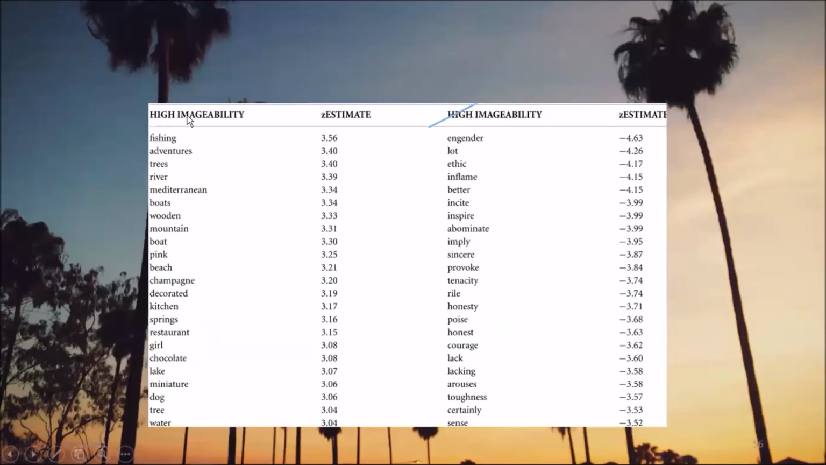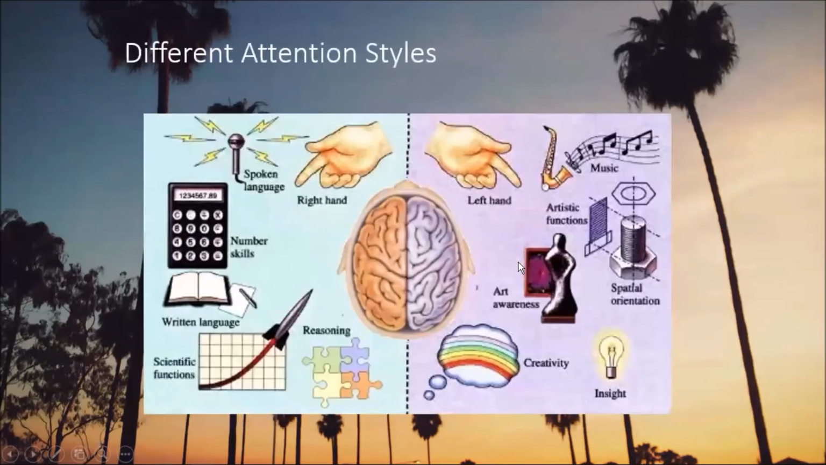Here I have these ones, high imageability versus not. These are low in imageability, I'm supposed to say. Tenacity, sincere, courage, lack. Okay, let's throw them up there.